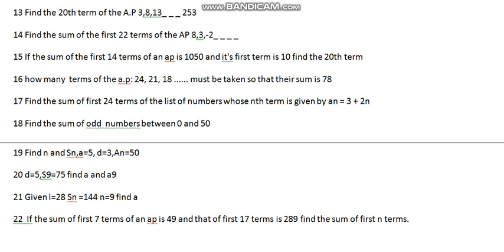Simple questions only. Now look at the 17th question. Find the sum of the first 24 terms of the list of numbers whose nth term is given by An is equal to 3 plus 2n. This is also very interesting. So don't be afraid of such questions, because you don't find any A and the sequence only. If you put n equal to 1, you are going to get A1, that is the first term, 3 plus 2 into 1, that is 5, something like this. When you put n equal to 2, you will get the second term. By doing so, you will get A and D.